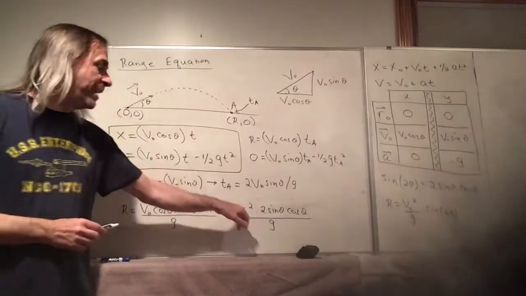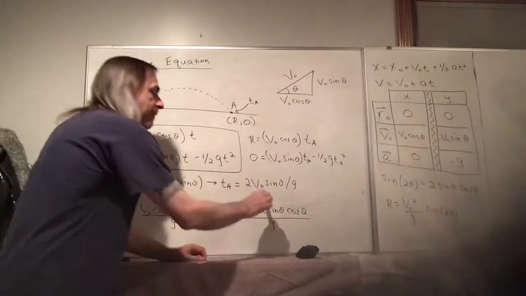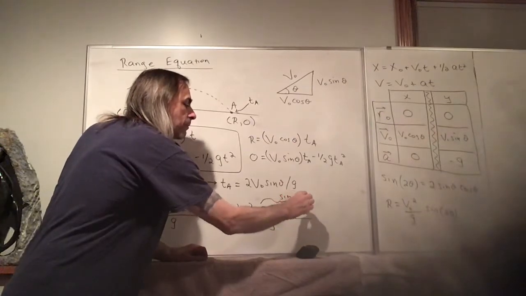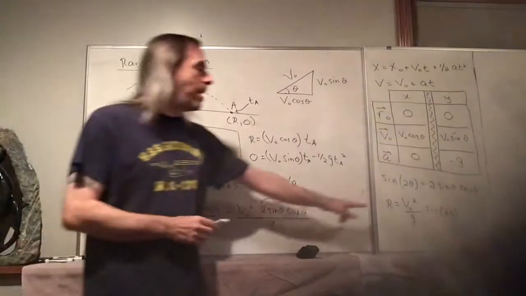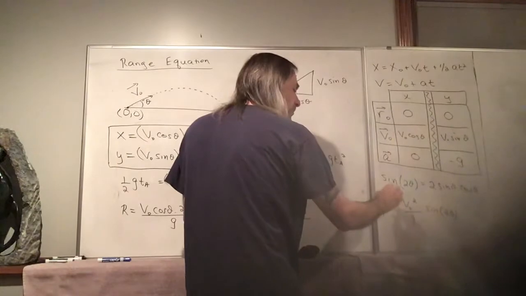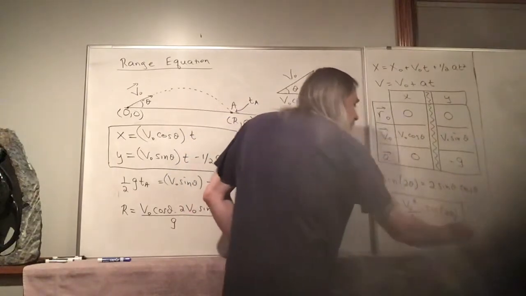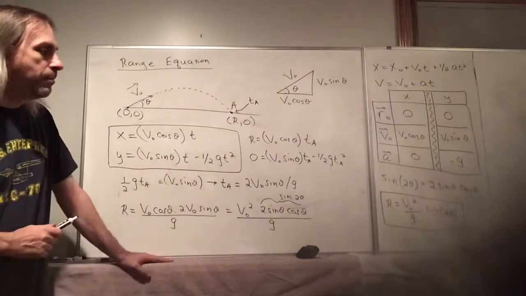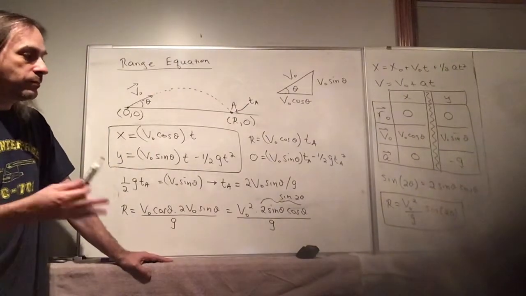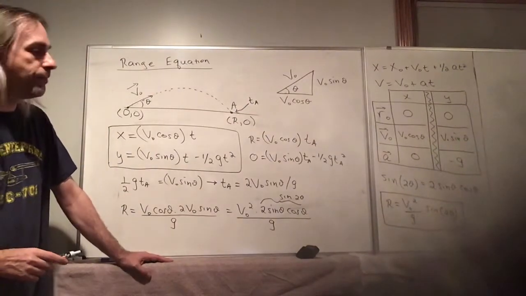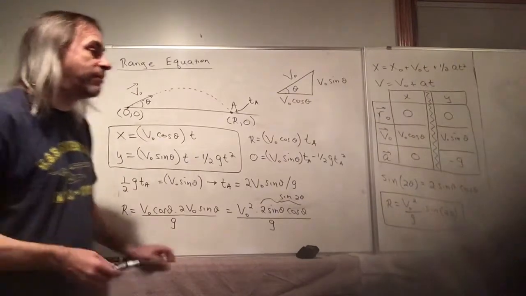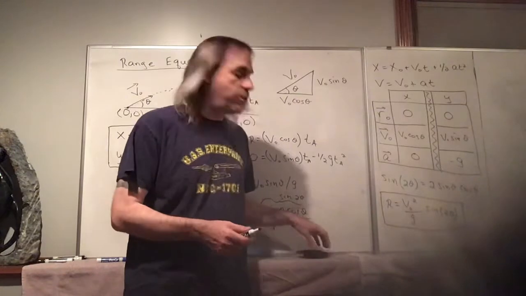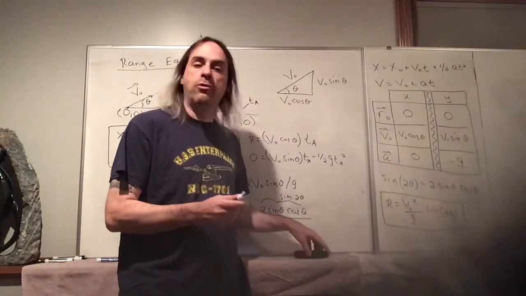So basically we have v naught squared over g, and then this part here is sine of 2 theta. And this is a much better way to write the range equation, because you can solve this equation for theta by taking an inverse sine. Actually, if you take an inverse sine, what you'd get is 2 theta, and then you'd have to divide by 2. So maybe we'll do an example of that.